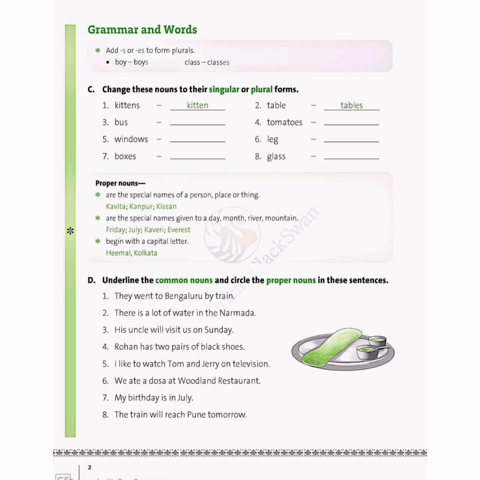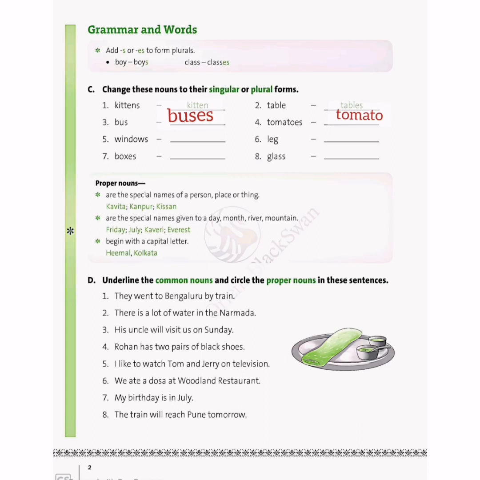Next is table. Table means there is only one table, so to make a plural of table we will add s and it will become tables. Next we have bus. Bus ends with s, so we will add es and it will become buses. Next we have tomatoes. Tomatoes is a plural noun. To make a singular of tomatoes, we will write only tomato, it will become a singular noun.